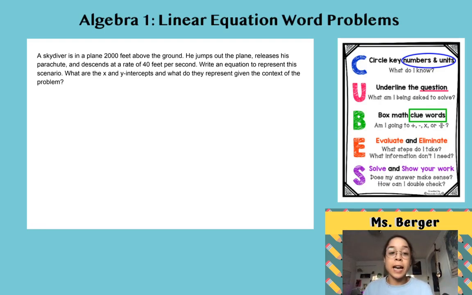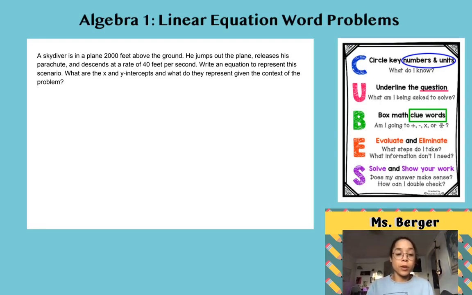So we have a skydiver that's in a plane 2,000 feet above the ground. He jumps out of the plane, releases his parachute, and descends at a rate of 40 feet per second. So we want to write an equation for this scenario. We want to name the x and y intercepts, and we want to see what they represent given the context of the problem.